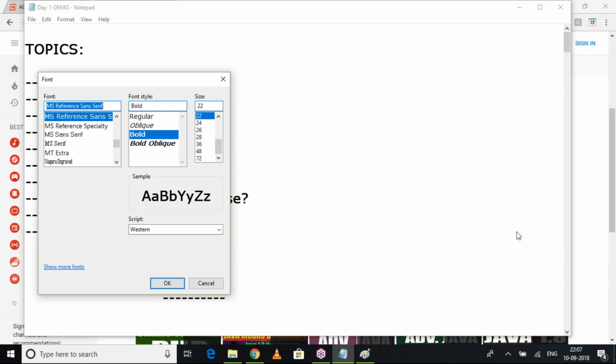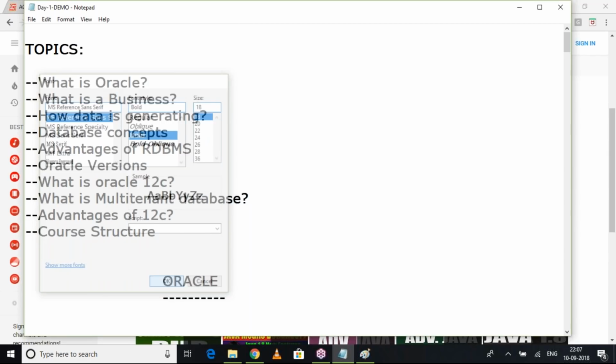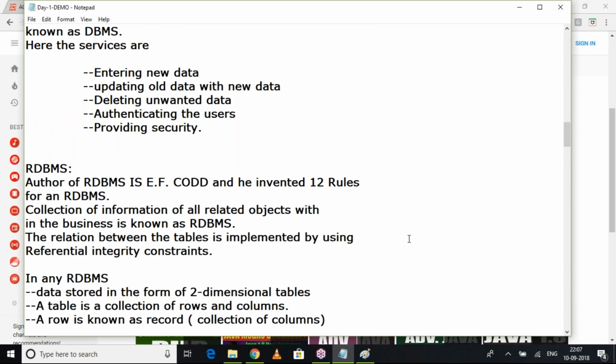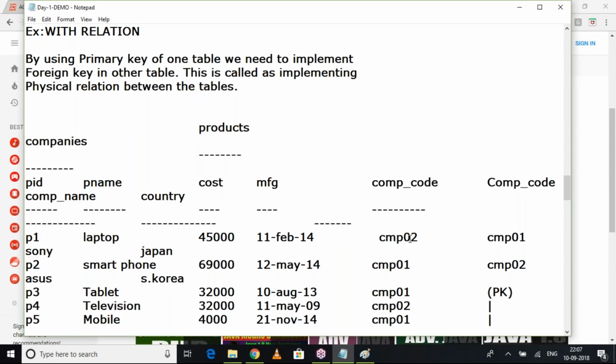Notes means this is the notepad file. Notes in the sense, you should go through my notepad file. That's all. There are no separate notes or dictation in the online course. It's impossible to dictate notes online.